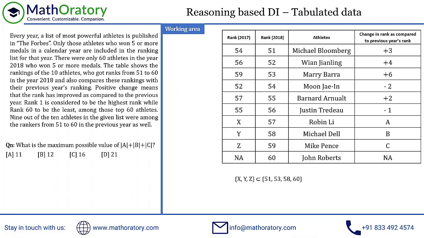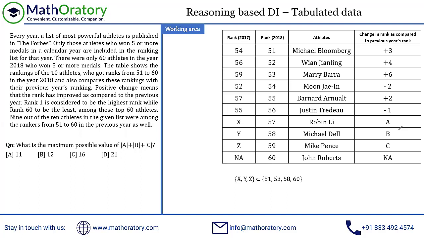Okay, so the first question is asking for the maximum possible value of mod of A plus mod of B plus mod of C. Don't miss out the mod. So what we understand by that is I need to get the absolute values of A, B, C maximized as much as I can. Only then the sum of the absolute values will be maximized, right? So let us try to think this from the numbers point of view as far as we can.